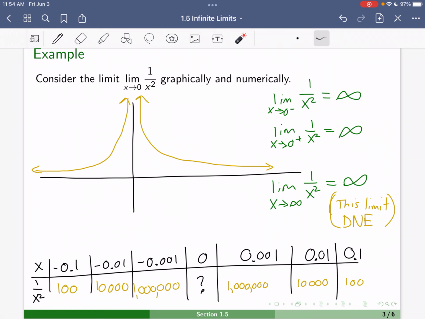Great. In our next video, we are going to formally define an infinite limit, and then we will look at some more examples.